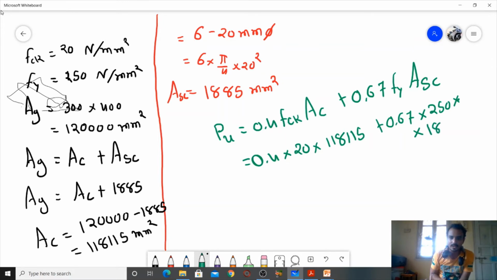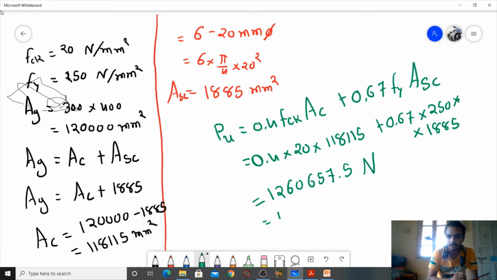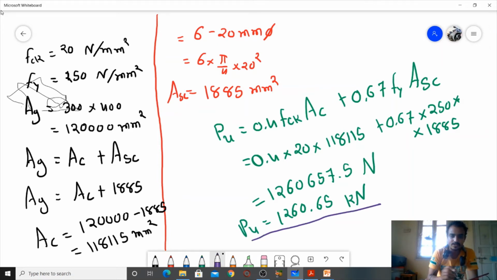Asc is 1885. So by this equation, by these values, we can find out Pu is 1260657.5 Newton. But I want it in kilonewton, so 1260.65 kilonewton. So here is the safe load which can be carried by the column.